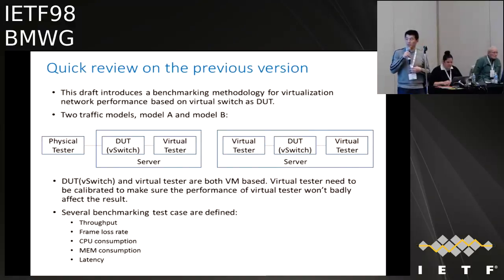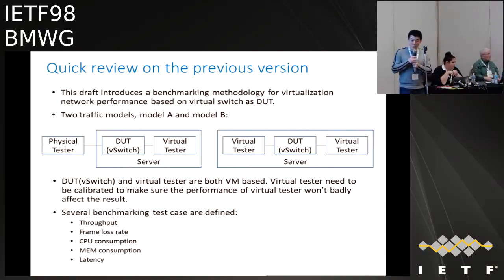Just a quick review of the previous version. This draft introduced a benchmarking methodology for virtual networks. It's mainly focused on the virtual switch. And we built two traffic models, A and B, because in our point of view, there are generally two traffic models. The first one is where the traffic is from a virtual machine inside a host, and the traffic goes out of the host. Another model is where the traffic stays inside the host, from one virtual machine to another virtual machine, and the traffic goes across the vSwitch. The traffic does not leave the host.